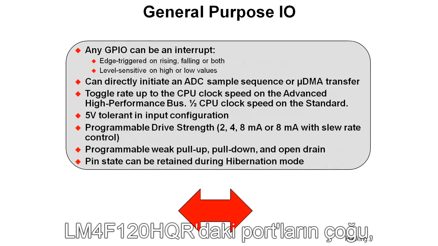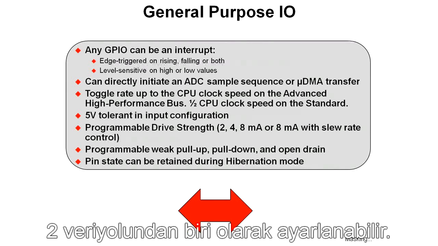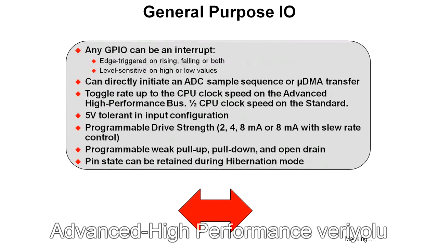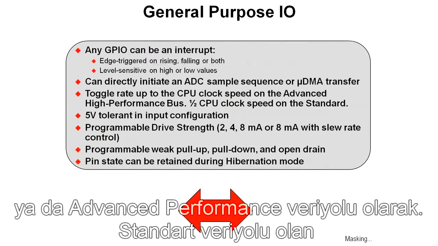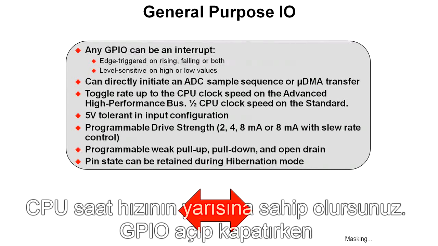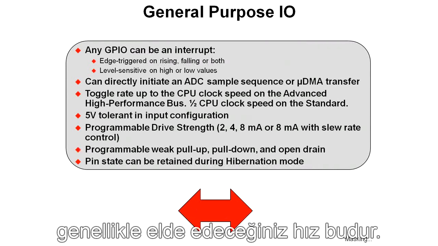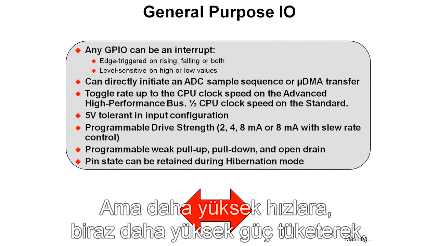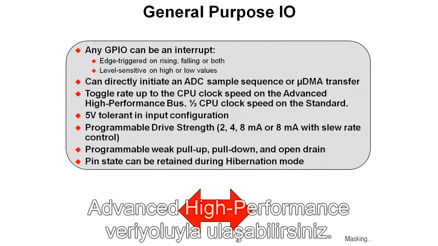Now, most of the ports on the LM4F120H5QR can be configured to be on either one of the buses, the advanced high-performance bus or the advanced performance bus. If you're on the standard bus, the advanced performance bus, you get half the CPU clock speed. That's what you generally expect, where you toggle a GPIO. But you can achieve a higher rate at a slightly higher power cost on the advanced high-performance bus.